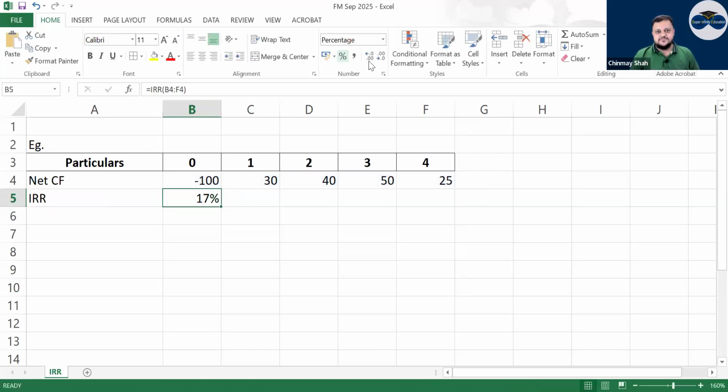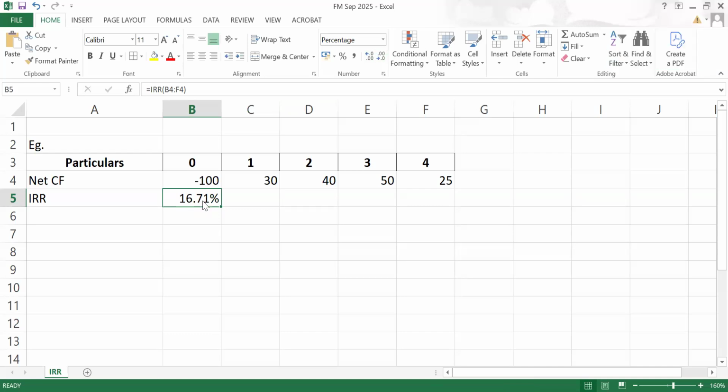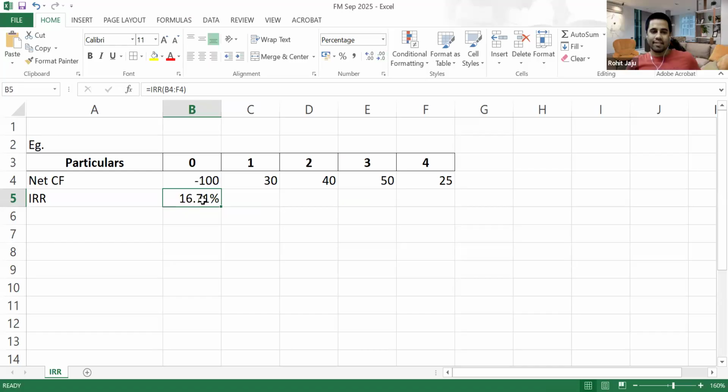Tell me. 16.71% came? And sir, how much did we get in ours? Tell me. Somewhere around 17.49. Correct. And here how much is it? 16.71. Sir, so much difference? How is it possible? It is possible, right?